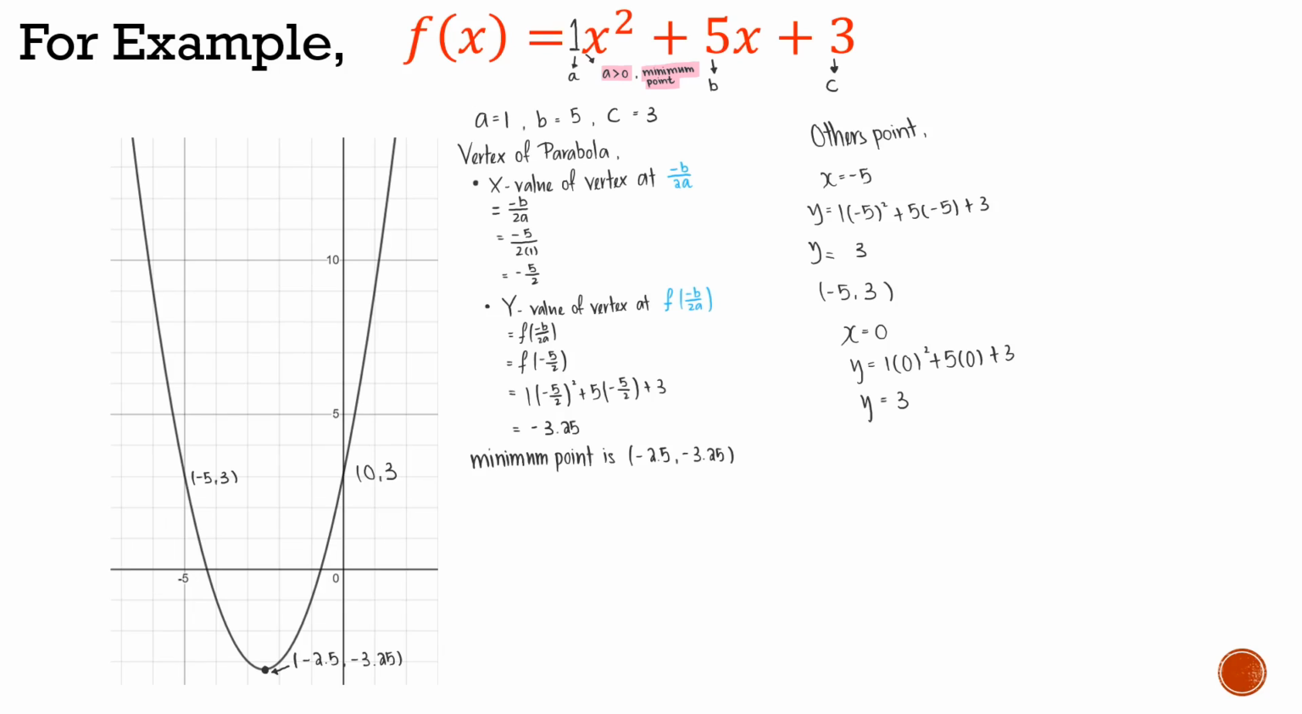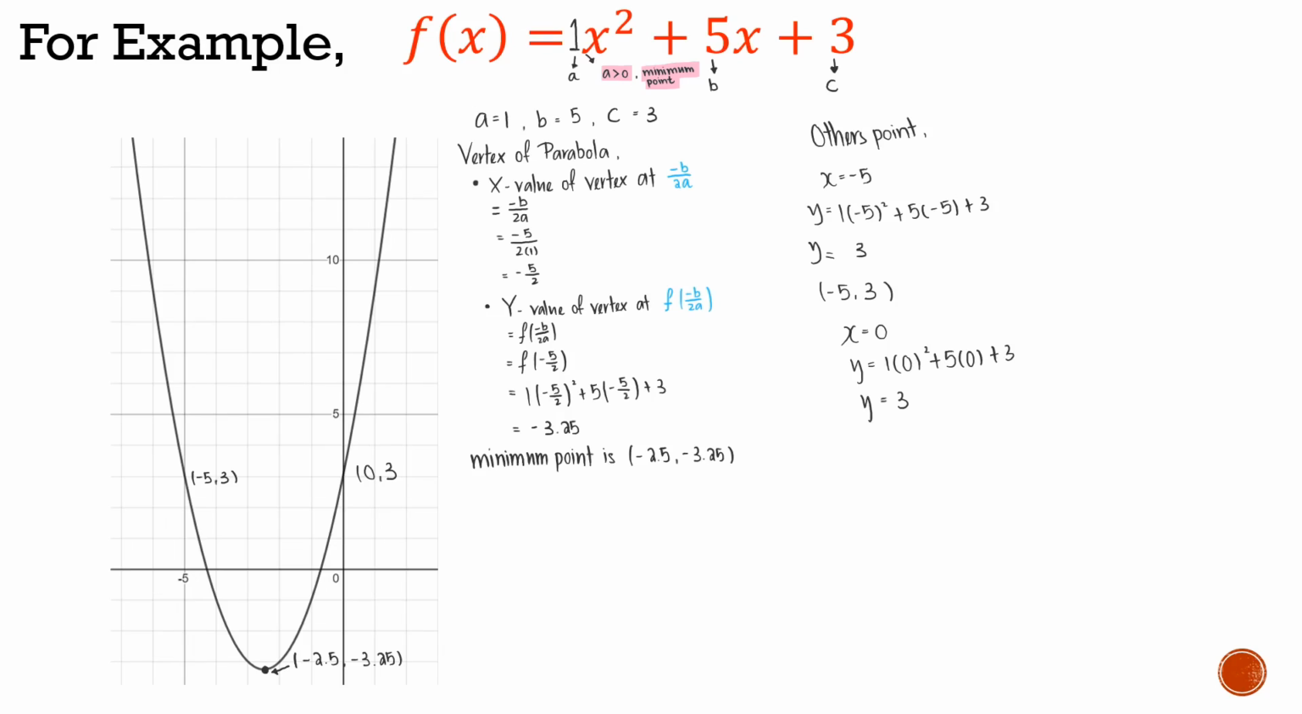For example, given the formula f(x) = x² + 5x + 3, we know that a = 1, b = 5 and c = 3. As we see, the value of a is greater than 0, so the turning point of the curve is a minimum point. Now we need to find the vertex of the parabola.